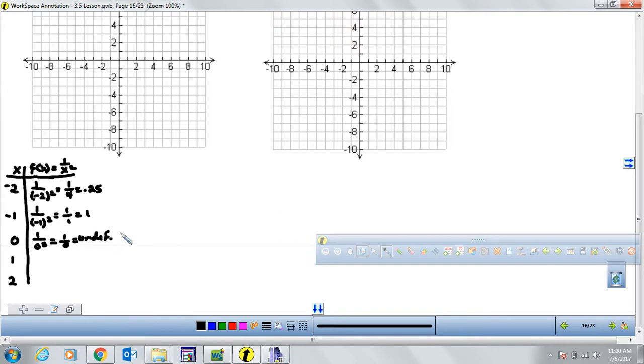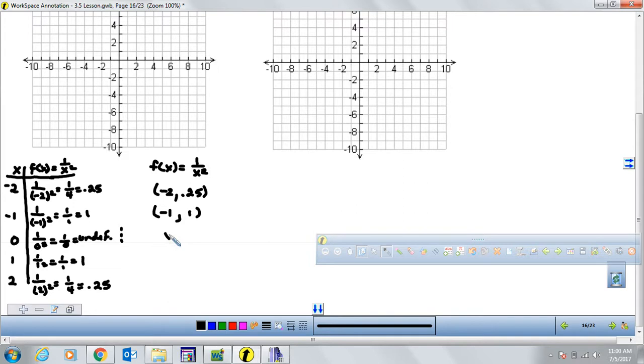So this is where my vertical asymptote is going to be located, right? Then this is 1 divided by 1 squared, which is going to be 1 divided by 1, and that is 1. 1 divided by 2 squared, that is going to be 1 over 4, which is going to be 0.25. So for the function f of x equals 1 over x squared, these are my points. -2, comma 0.25. -1, comma 1. Then there is a vertical asymptote at x equals 0. Then 1, comma 1. And 2, comma 0.25.